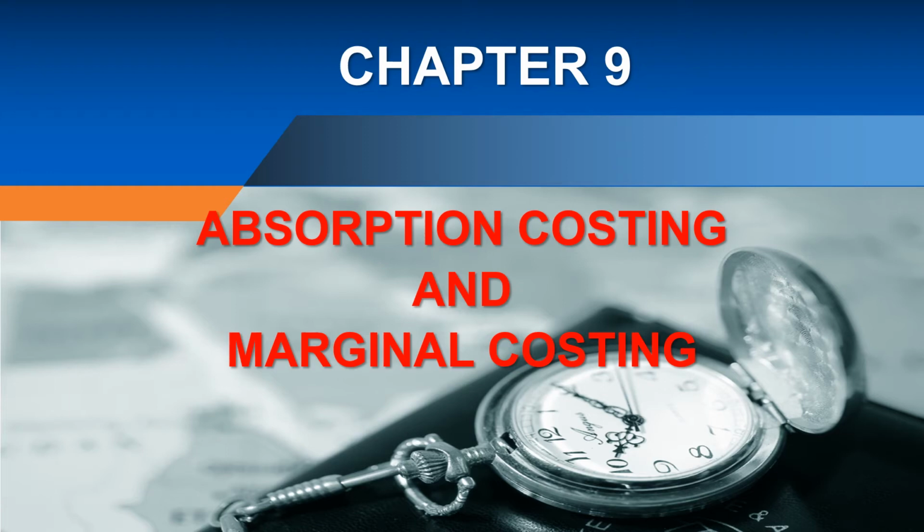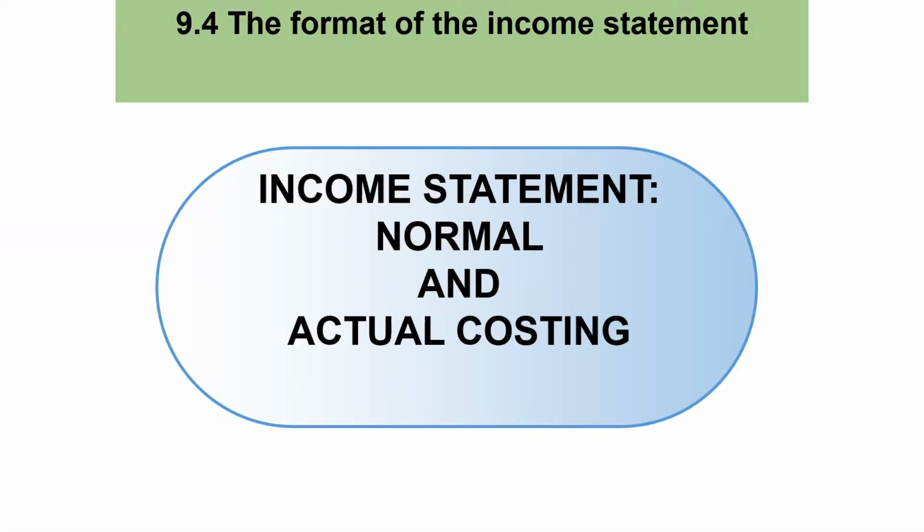Chapter 9, Absorption Costing and Marginal Costing. Chapter 9, Part 3. We are going to focus on 9.4, the format of the income statement: income statement, normal and actual costing.